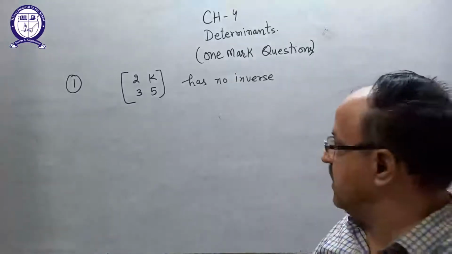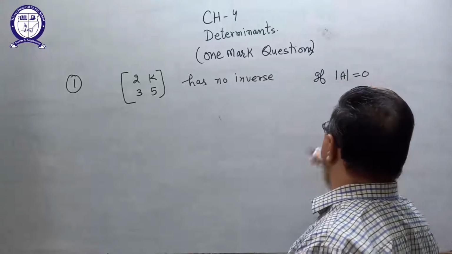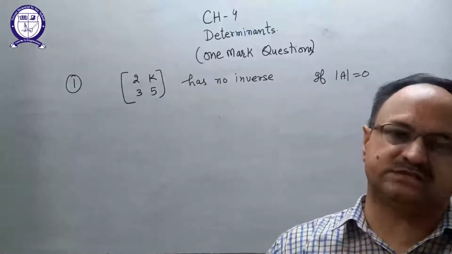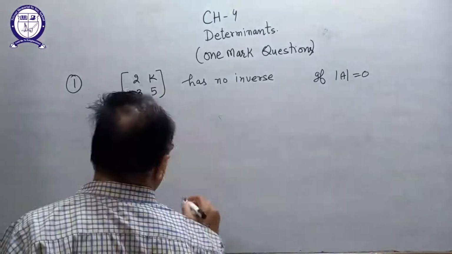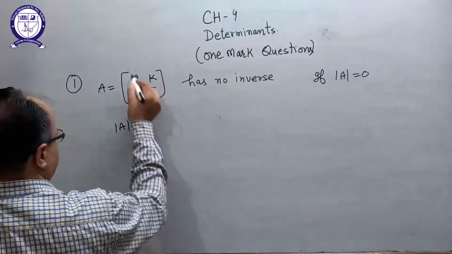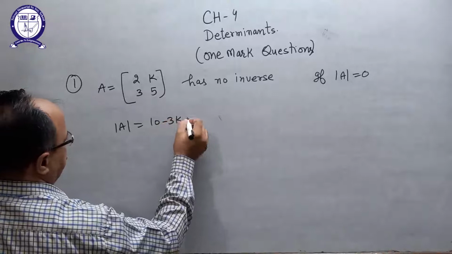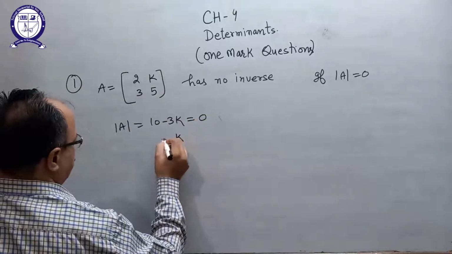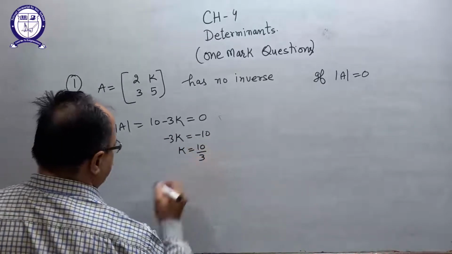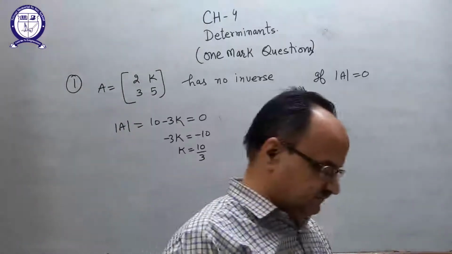You know that if determinant of A is equal to 0, it means matrix A has no inverse. Therefore, determinant of this is 5 times 2, that is 10, minus 3k, and you know that is equal to 0. Therefore, minus 3k is equal to minus 10 and k is equal to 10 by 3. This is question number 1.